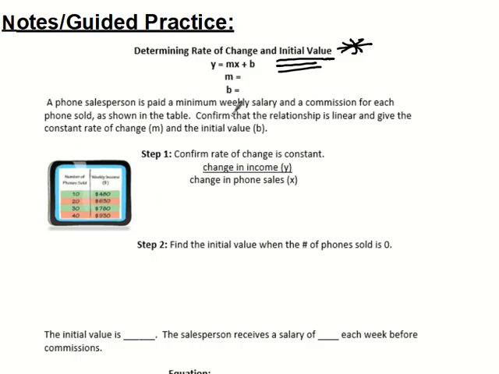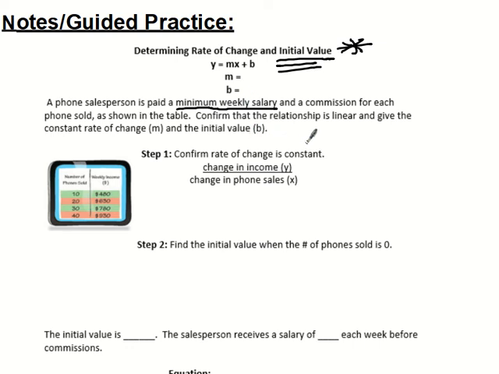So in this word problem, a phone salesperson is paid a minimum weekly salary. It means no matter how many phones they sell, they make the same amount every week. And then they actually get commission. Commission is money that you earn for each phone that you sell. So every time they sell a cell phone, they make more money. They make commission per cell phone.